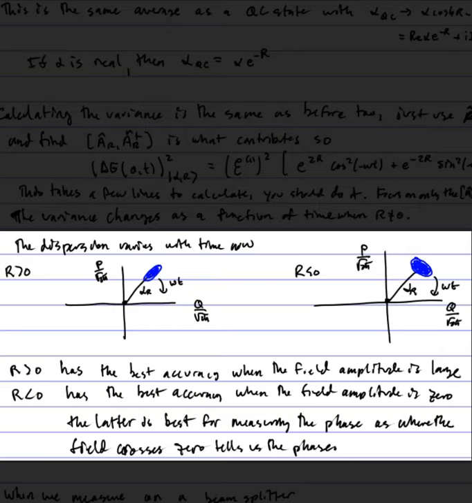But now, as you remember, this state alpha r is also going to rotate with omega t, so you can see the uncertainty in q and the uncertainty in p are going to change as a function of time. So r greater than 0 has the best accuracy when the field amplitude is large. That corresponds to a measurement of the q quadrature. And r less than 0 has the best accuracy when the field amplitude is 0. That's actually the way that you measure the phase, because the phase is determined by exactly where the electric field intersects the horizontal axis, so where the field goes to 0. So if I want to measure the phase, I'm going to want to do the quadrature that's focused on measuring when the field is equal to 0.